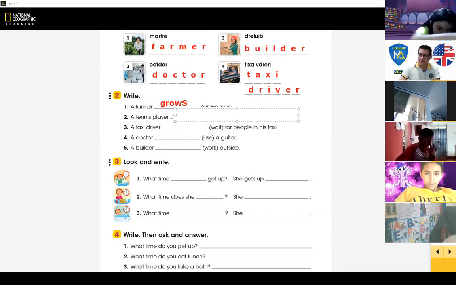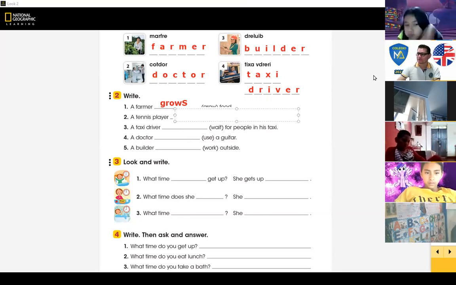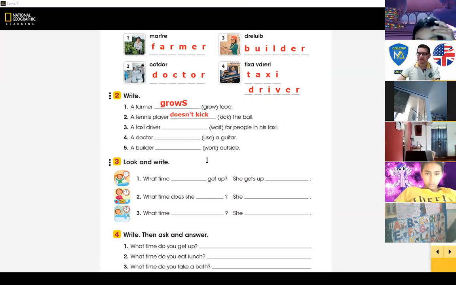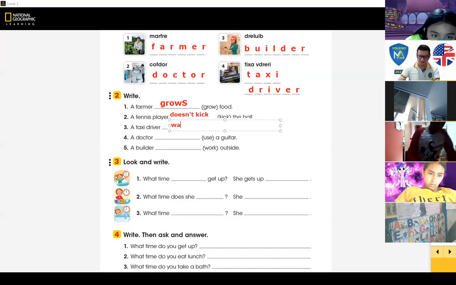No, right? This is negative. So we have to write here this answer. A tennis player doesn't kick the ball. Number 3, a taxi driver. For people in his taxi. Waits? I don't think so, right? Or sometimes could be. Let's write. A taxi driver waits, no? For people in his taxi.